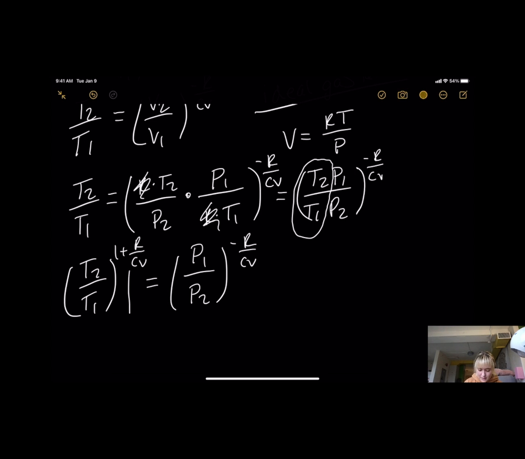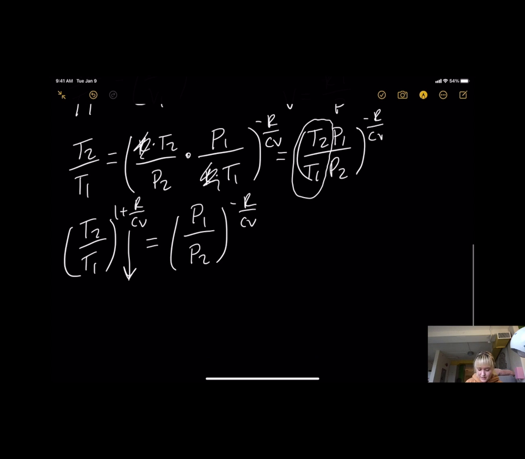Now we're going to take this power over here and we're going to find a common denominator, so we can rewrite this as C_V plus R over C_V. Now we're going to take this power and we're going to get rid of it, moving it over to the other side. And so in order to do that, we're going to have to multiply by the reciprocal. And so by multiplying by the reciprocal on the left side of the equation, that just cancels this out. And then on the right side of the equation, that'll give us C_V over C_V plus R. These two are going to cancel out.